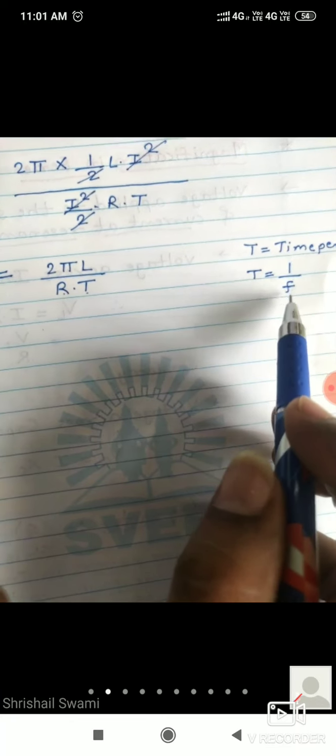Where T is nothing but the time period of the cycle. So T is nothing but 1 upon F, where F is nothing but frequency. Okay. So T I will replace by F. If you put 1 upon F here, F goes to the numerator.